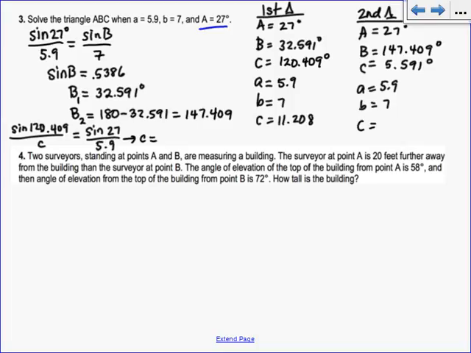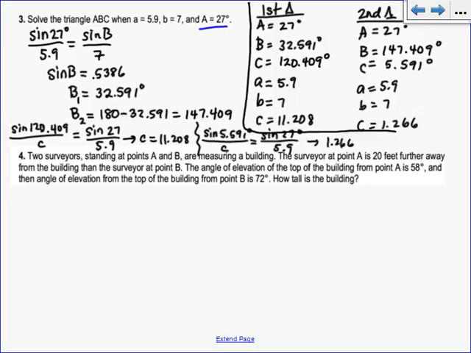So if I do the next one, it's the same setup, but now the C is different, right? So I'm going to have sine of 5.591 all over little c equals sine of 27 all over 5.9. It's very small, yep. What do you get? Exactly. Thank you, Natalie. All right, so those are all your answers.